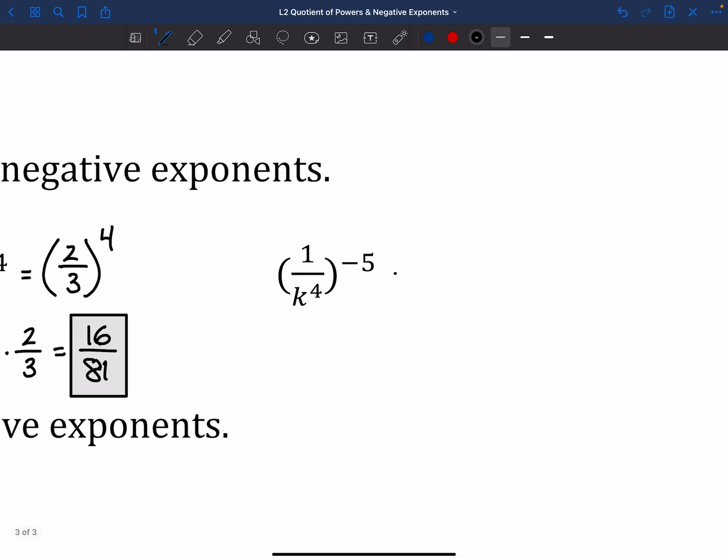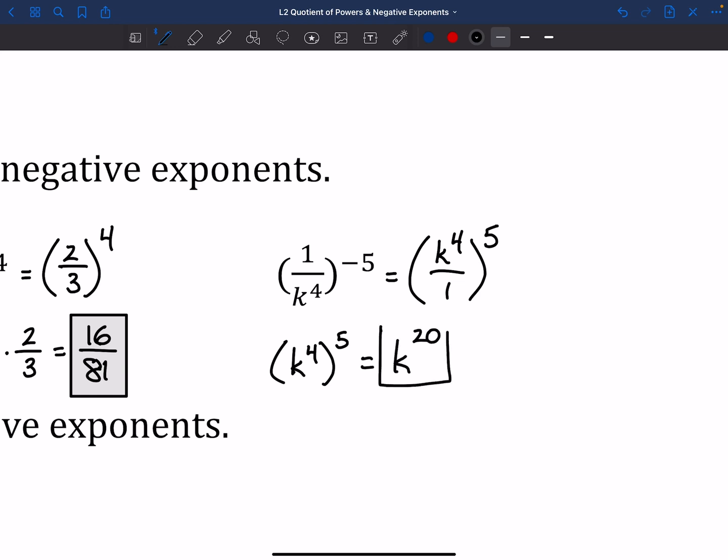Last bit here, we're going to flip that fraction. Sounds like a game show. Flip that fraction. Okay, so we got k to the 4th divided by 1 all to the 5th. Just like the second one in there where we had the m's, this is just k to the 4th to the 5th on the outside. We can multiply those exponents to give us k to the 20th. So again, this is something that we want to do: simplify as much as you can.